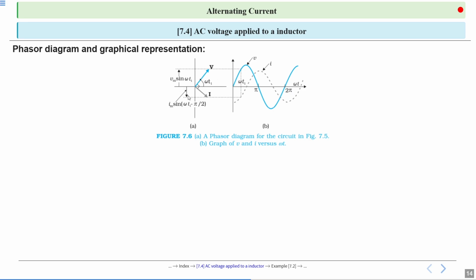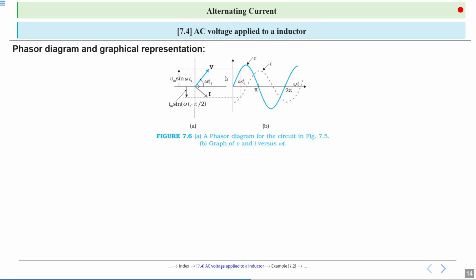If we measure the angle in the clockwise direction, it will be negative. So the current will be in the clockwise direction by pi by 2. Current is lagging behind the voltage by pi by 2. That is the meaning of this phase difference: current is lagging behind the voltage by pi by 2, or 1/4 cycle.